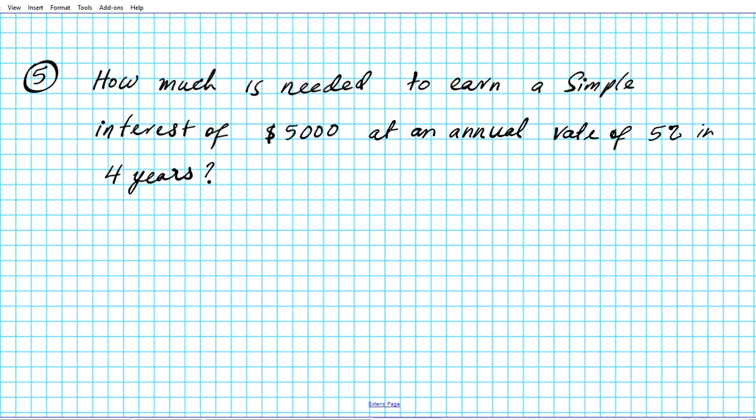Okay? Alright, so to do this, let's start by writing down our formula. Simple interest is equal to principal times rate times time. Let's write out what we know. We know that the interest that you desire to earn is 5,000. The rate is 5%, which is equal to 0.05 if you move the decimal point 2 places to the left. The time t is 4 years. And p, the principal or starting amount, is unknown.